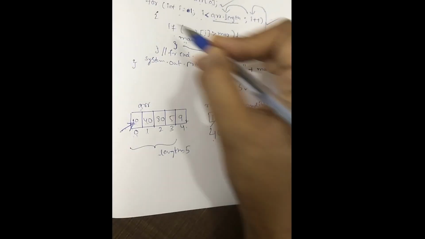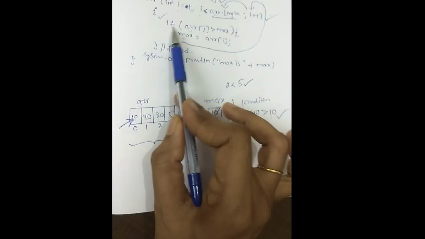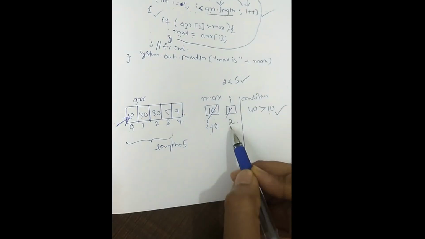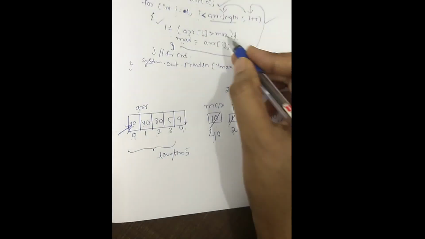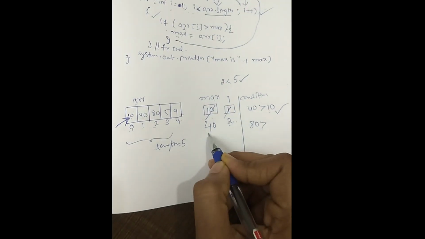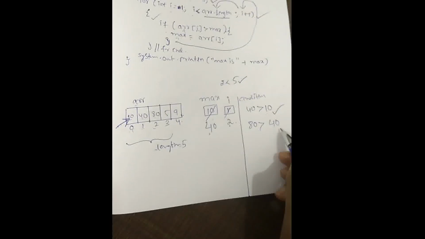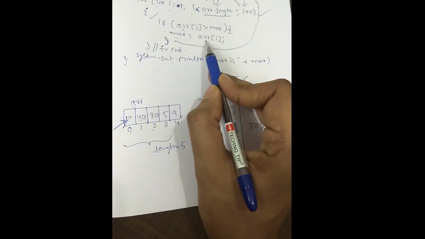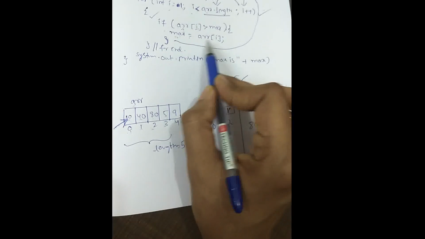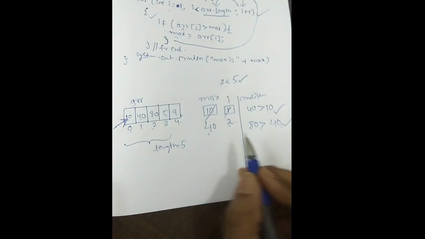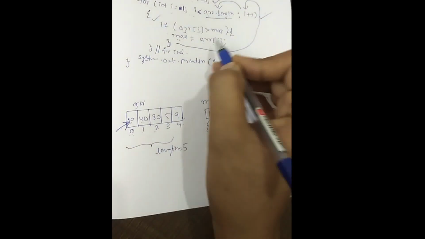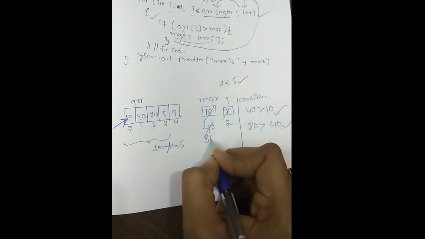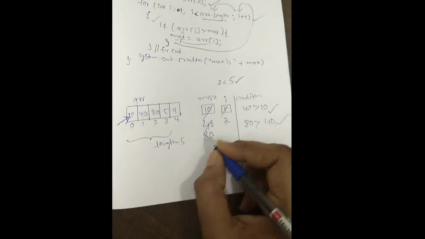Now we are entering into the for loop. Again the if condition. Array of i. What is the i value? 2. Array of 2, 80. Next, greater than max value. What is the present max value here? 40. Condition satisfied. If the condition is satisfied, we have to replace the max value with which value? Array of i as per our code. What is our array of i? i is 2. Array of 2 is 80. 80 is stored into max value. That's it.